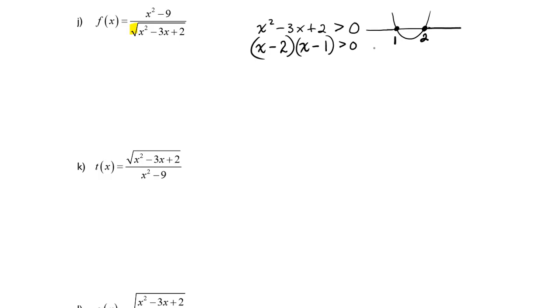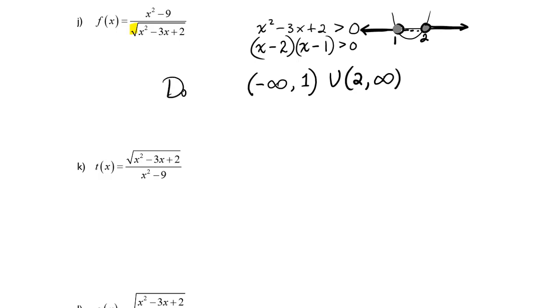the intervals on which my function can exist will only be open, so they have to be open at 0. So these are open dots. And our interval where this will exist will be to the left of 1 and to the right of 2. But we have to throw out anything that is negative between 1 and 2. So the interval is from negative infinity to 1 union 2 to infinity. That is my domain.